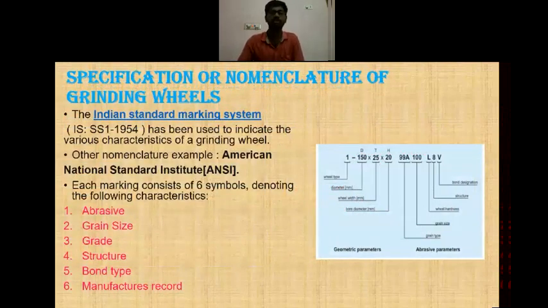And there are many standards and nomenclature available for grinding wheels. In those standards, IS Indian Standard and ANSI American National Standards Institute are notable ones. There are markings or symbols represented on the grinding wheel. These markings denote the abrasive grain size, grade, structure, and bond type of each grinding wheel.